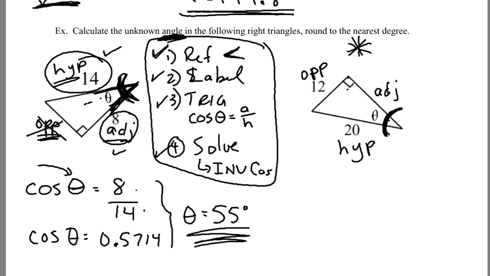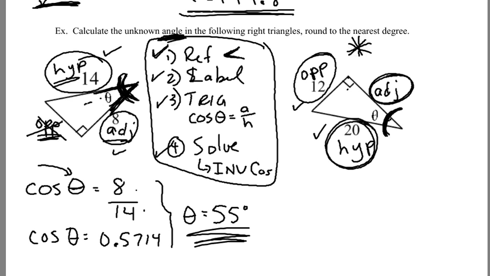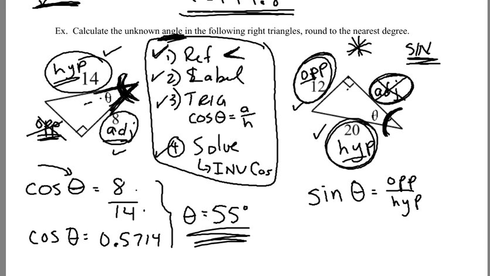In this case, what do we have? We know the opposite and the hypotenuse. Those are going to be useful. We don't know the adjacent. So if we don't know the adjacent, but I know the other two, well, I'm not going to use cosine. What uses opposite and hypotenuse? Oh, sine does. So this actually would be a sine theta calculation, because those are the two sides we know.